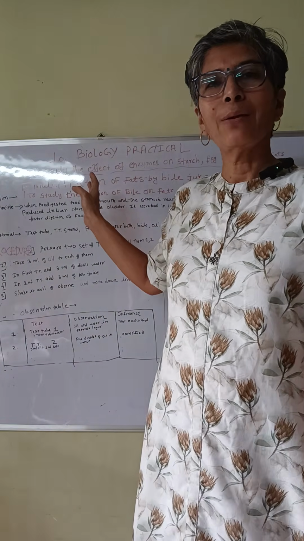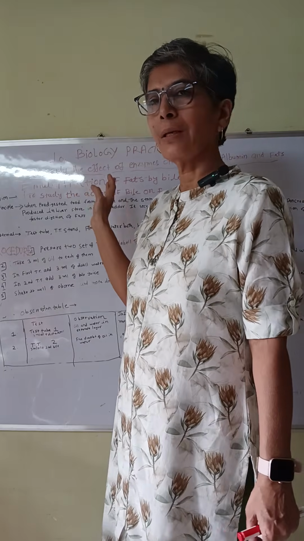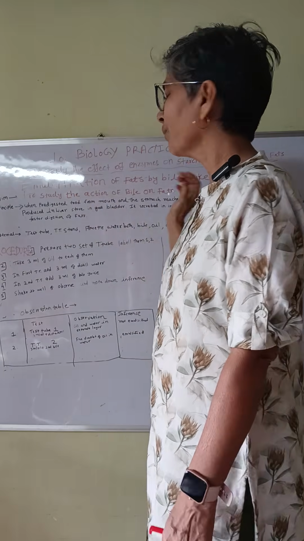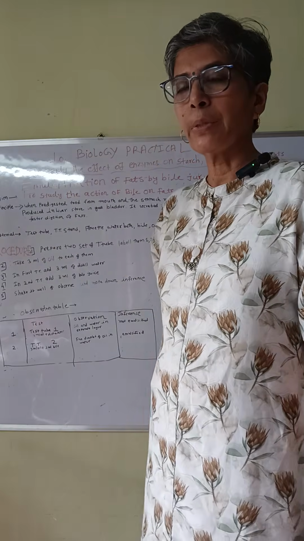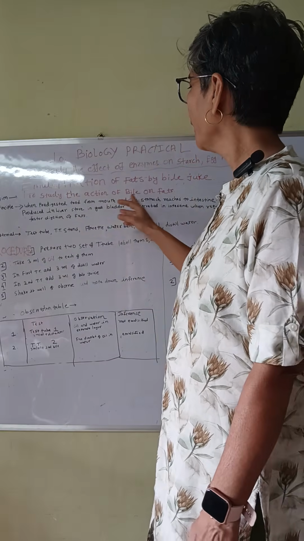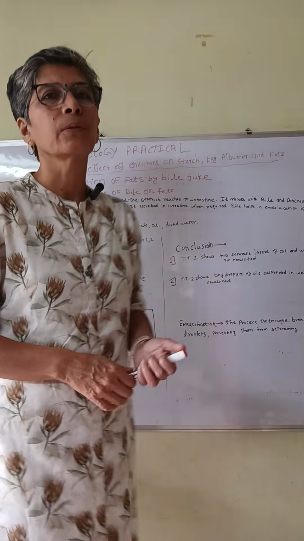This is 11 biology practical. Practical number 10: Emulsification of fat by bile juice. The aim of this experiment is to study the action of bile on fats.